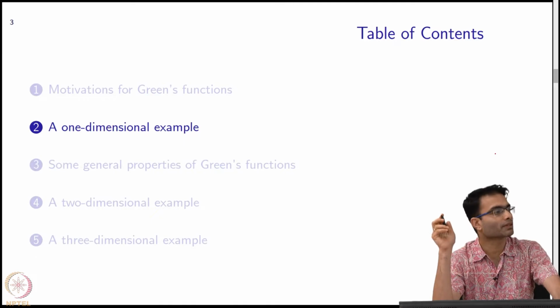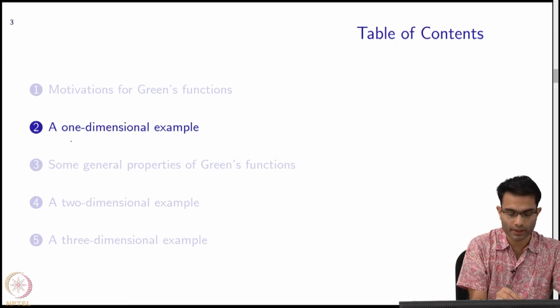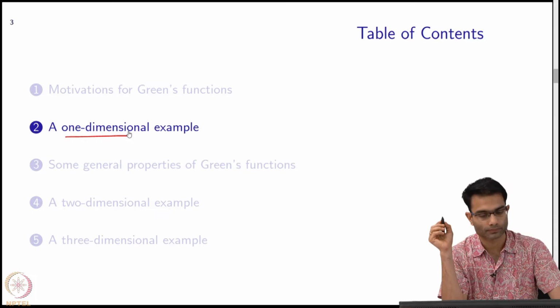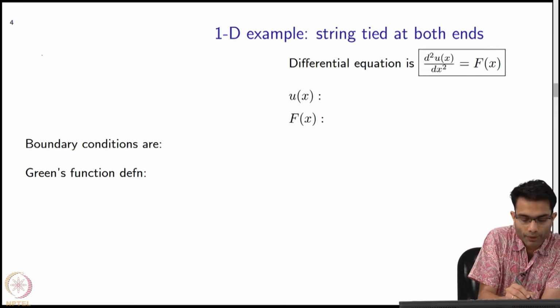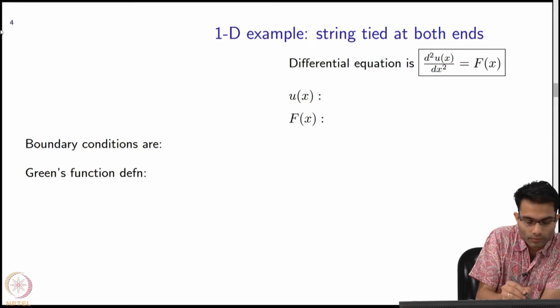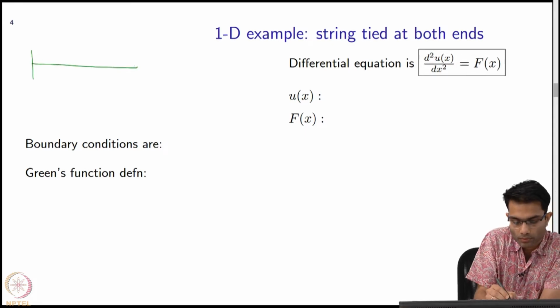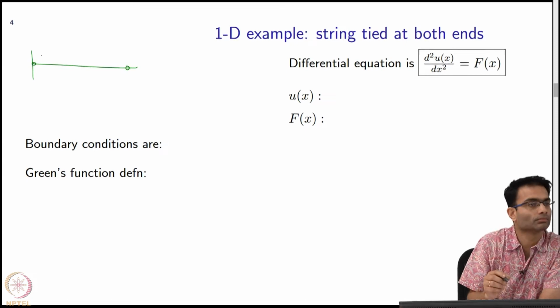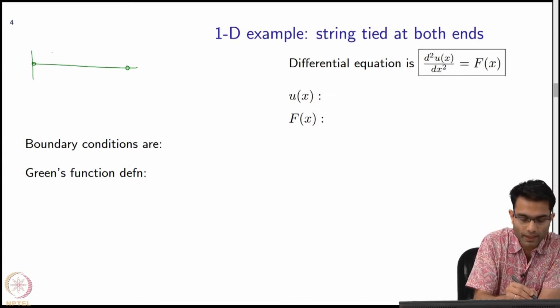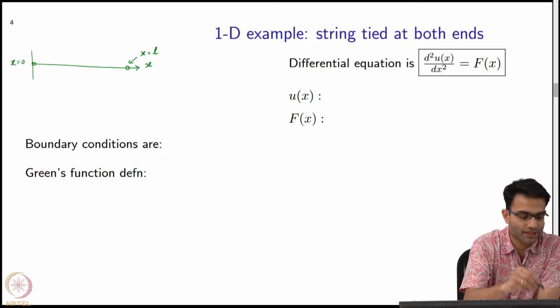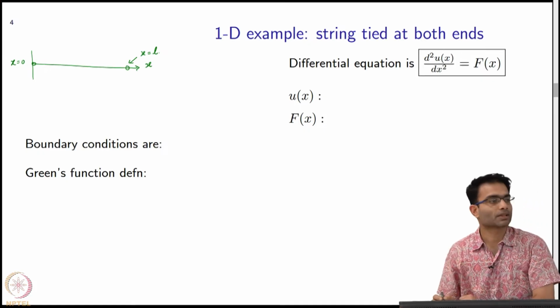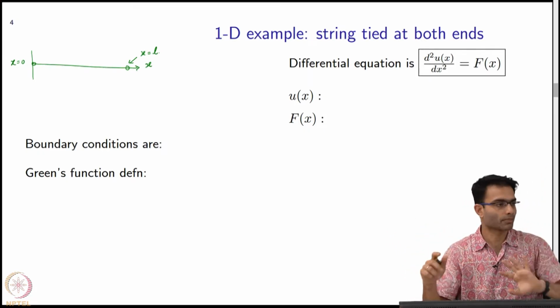So, let us proceed with the simplest possible example, which is a 1D example. What I am going to do is, for my 1D example, take a string, and this string is tied at 2 points, x equal to 0 and x equal to L. So, that is my string. It is constrained, it is tied at 2 ends and it can oscillate in between anyhow.